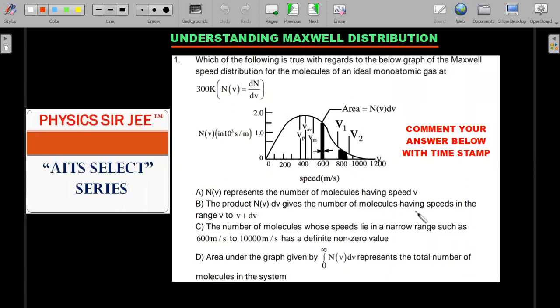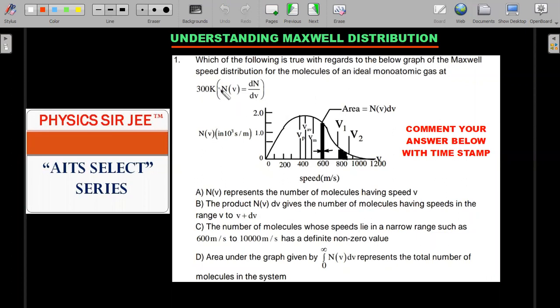Okay, so try to read the options very carefully, and this is one or more than one. Try to comment your answer with the timestamp, or you can wait for me to provide the solution in the AITS select series. So this will truly test whether you understand the Maxwellian distribution, not the formula. No need to mug up the formula. What it means is more important to you.